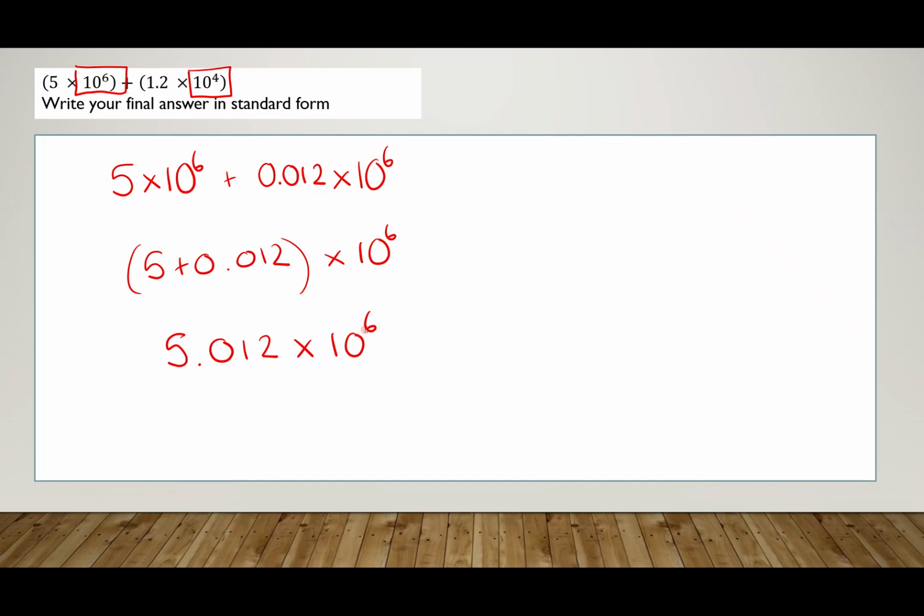So remember, when you're adding standard form, you can either convert to ordinary form and add the numbers and then convert back to standard form, or you can make the powers of 10 the same and add the numerical parts together. Do always make sure at the end that your answer is in standard form, so check that the number at the start is between 1 and 10. If it's not, you might need to change it.